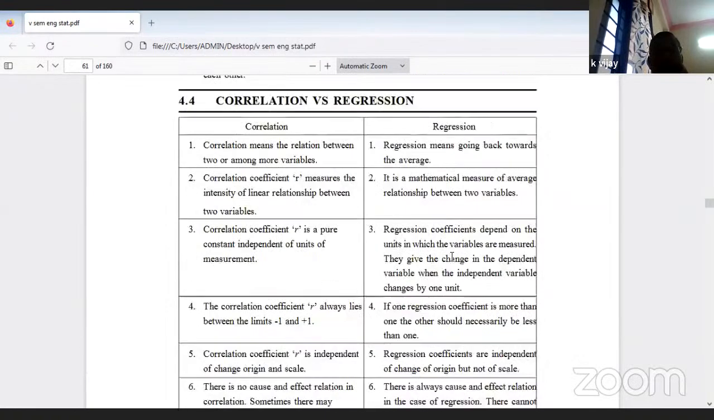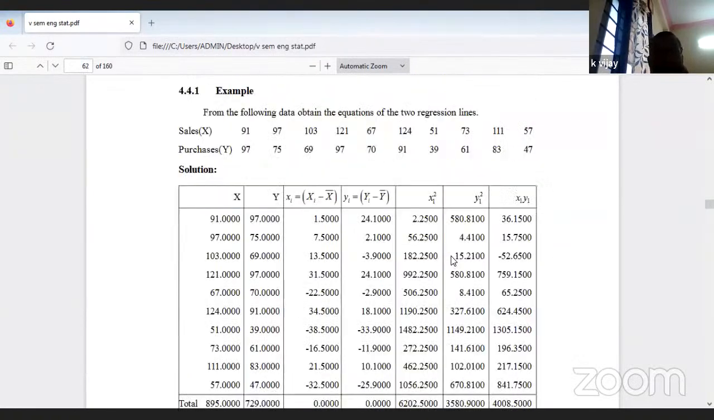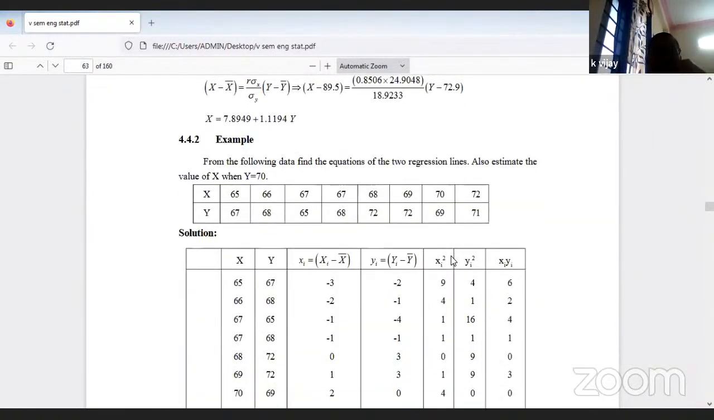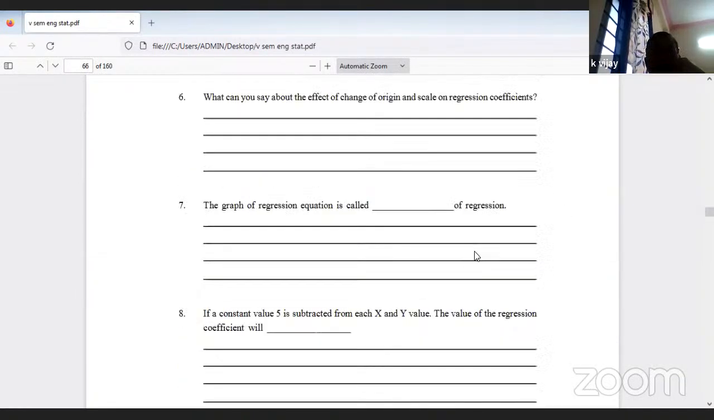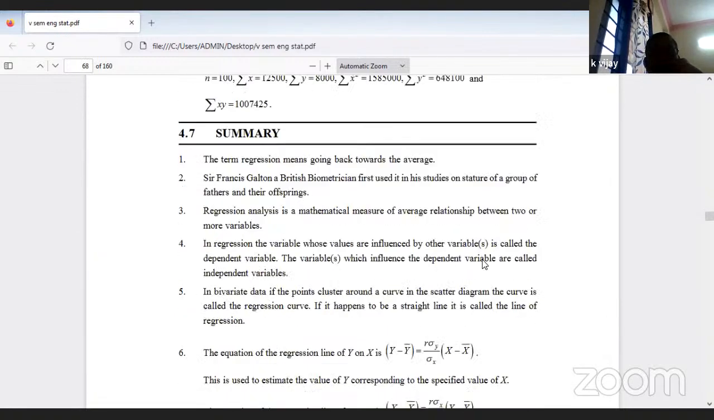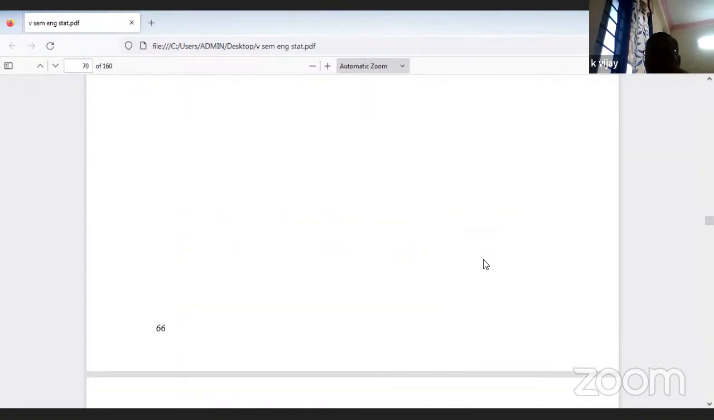Yesterday we completed correlation and regressions. This example was also completed yesterday. So today we'll go to the fifth unit, which I told you about before in the class.